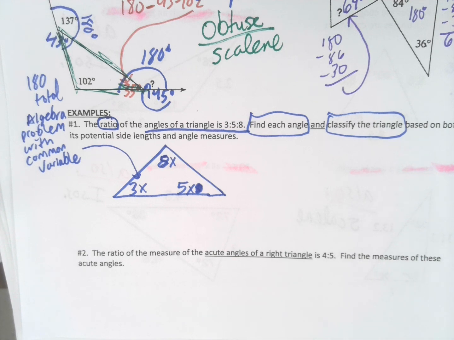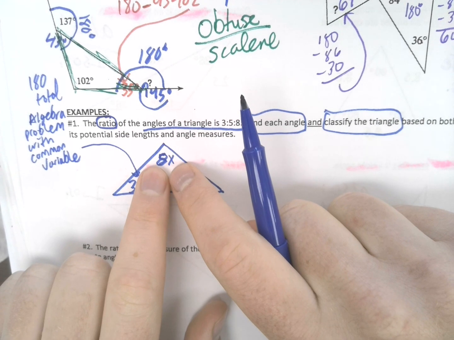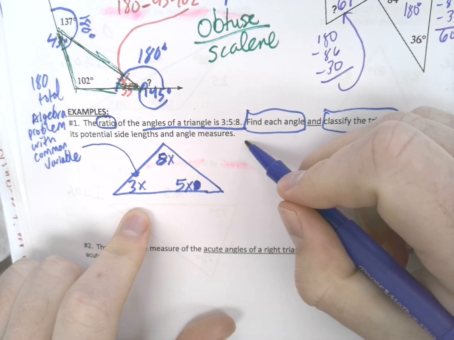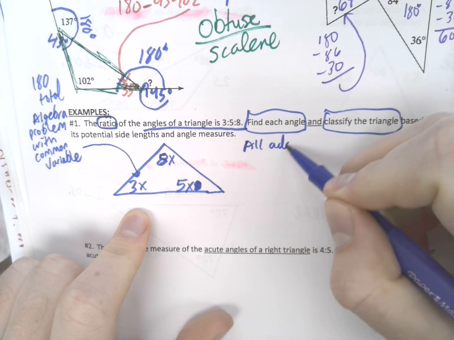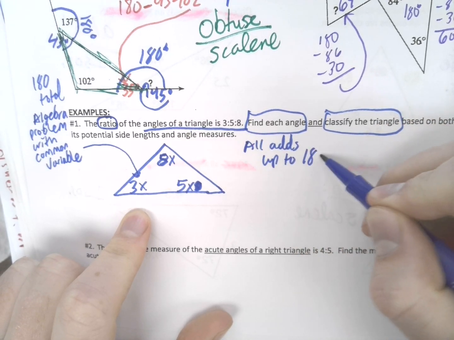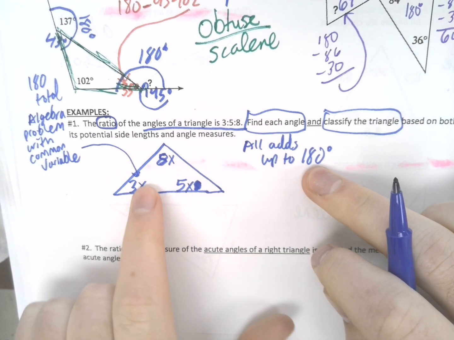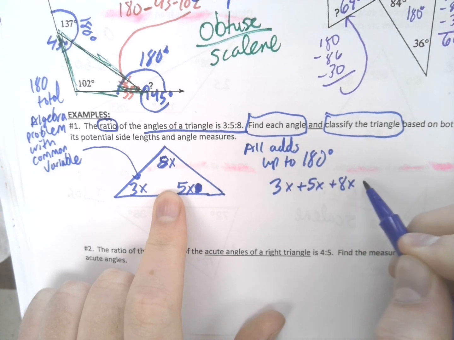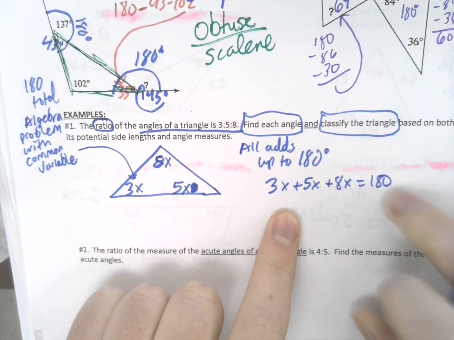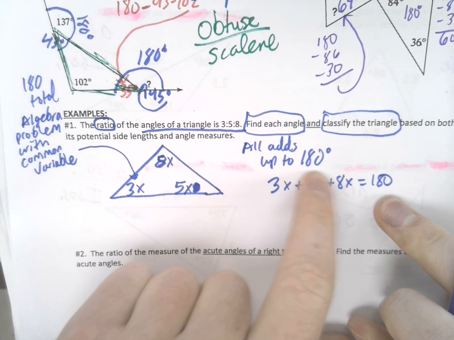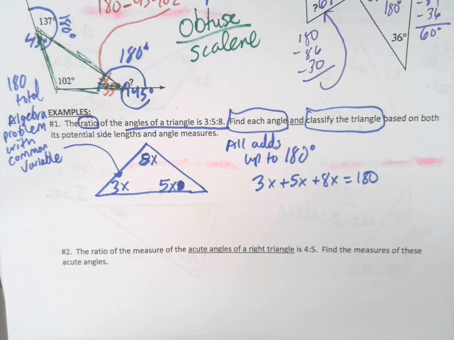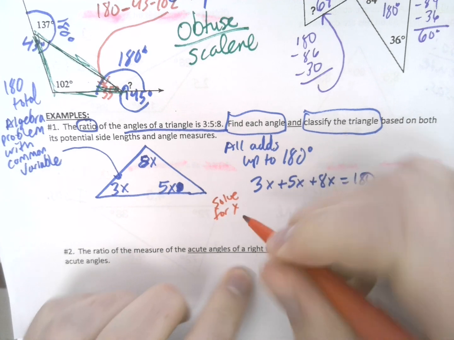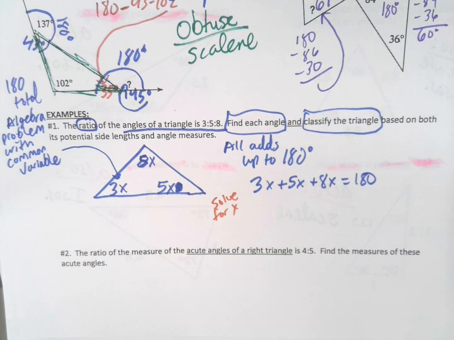So here's what we have to think about. We've got our ratios. What do we know about the total degrees inside a triangle? We know it all adds up to 180. So that means this ratio, 3x plus 5x plus 8x, should all add up to be 180 degrees. Whatever this angle is, whatever this angle is, and whatever this angle is. So I'm going to give you guys a chance. See if you can solve for x. Go ahead and solve this for x, guys. See what you get.